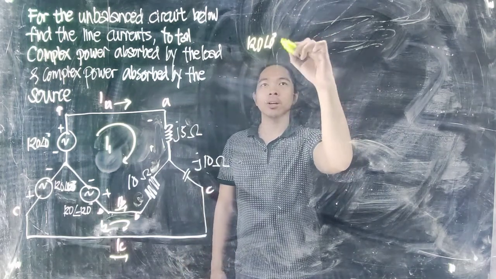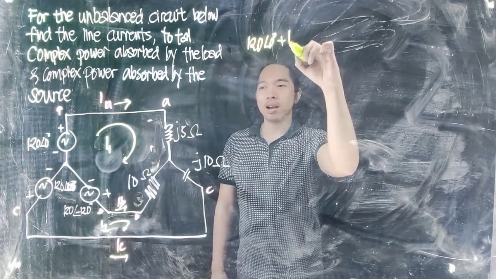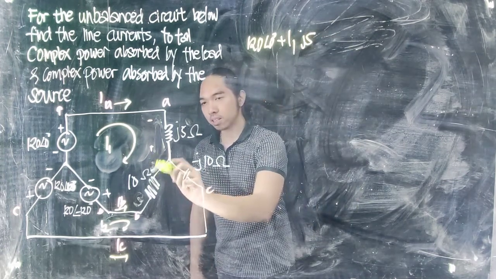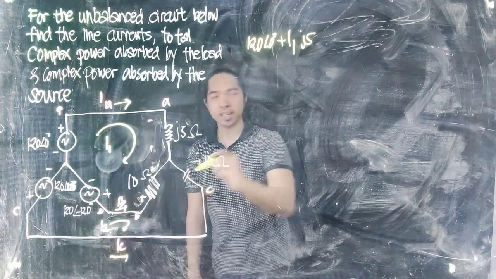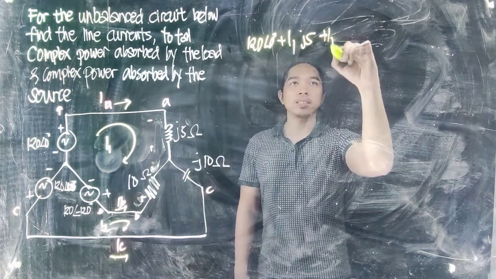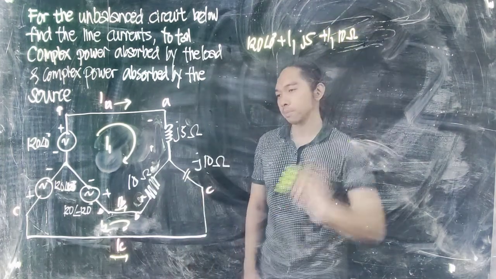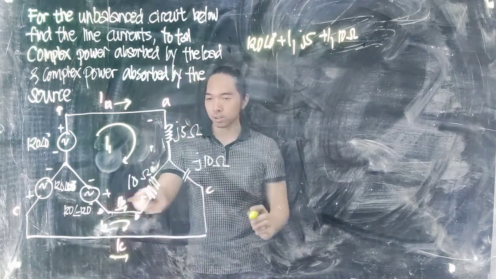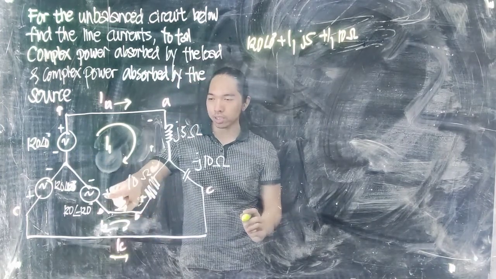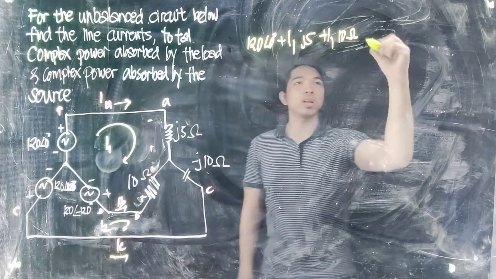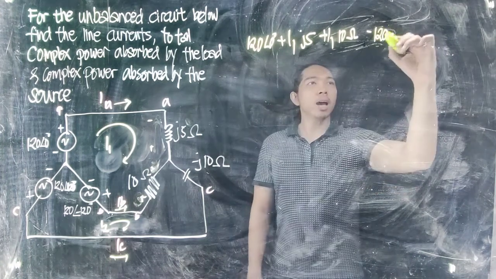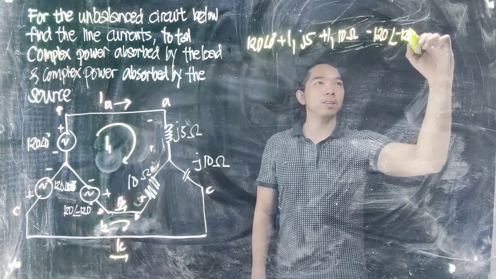So that would be plus I1 j5, and then the 10 ohms, so that would be plus I1 times 10 ohms. And we have an opposing voltage, so that would be negative, minus 120 angle of negative 120.